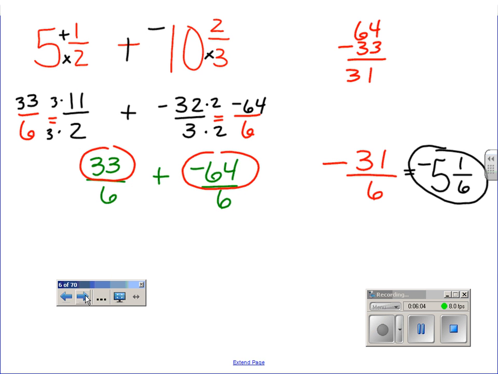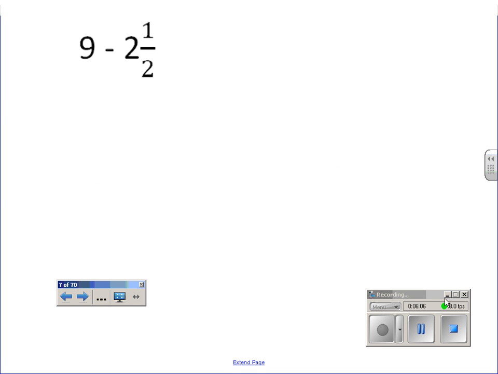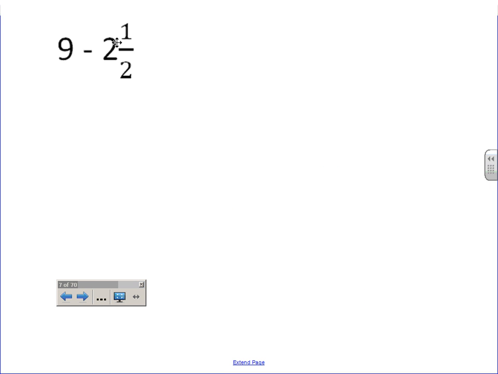All right, so let's go on to our next problem. This time I'm still subtracting fractions. Still gonna do it the same way. So I have 9 minus 2 1/2. So I'm gonna add the opposite. Now I'm gonna change this one to an improper fraction. So 2 times 2 is 4, plus 1 is 5 halves. And then I have 9 plus negative 5 halves.